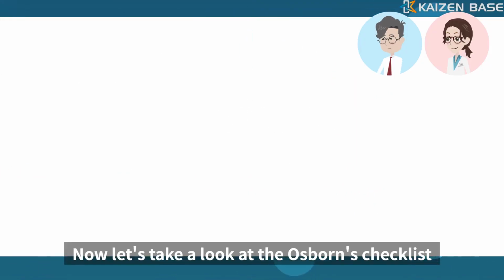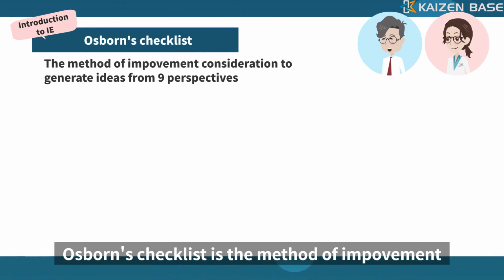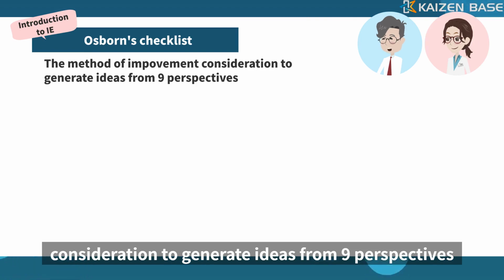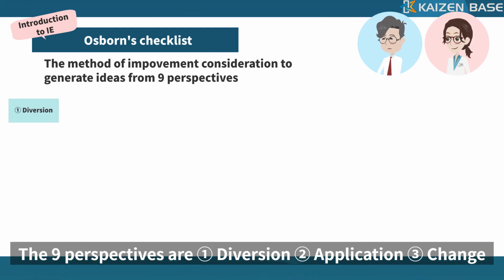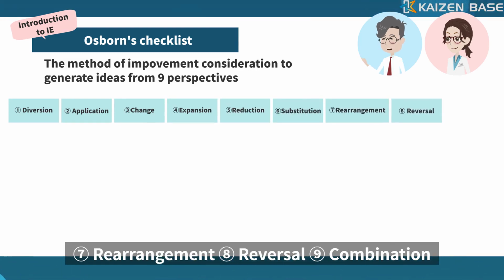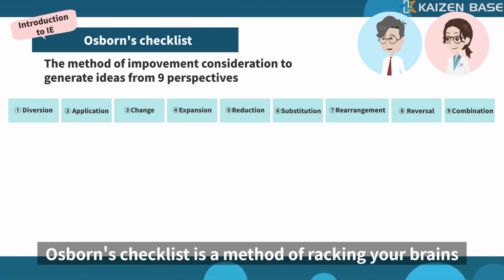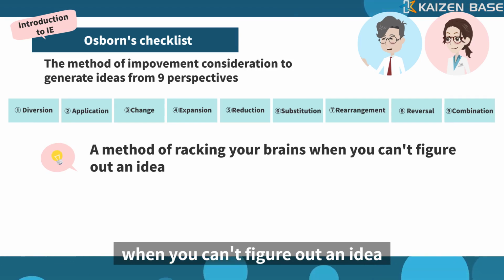Now let's take a look at Osborn's checklist. Osborn's checklist is the method of improvement consideration to generate ideas from 9 perspectives. It was created by Alex Osborn. The 9 perspectives are 1 diversion, 2 application, 3 change, 4 expansion, 5 reduction, 6 substitution, 7 rearrangement, 8 reversal, 9 combination. Osborn's checklist is a method of racking your brains when you can't figure out an idea.